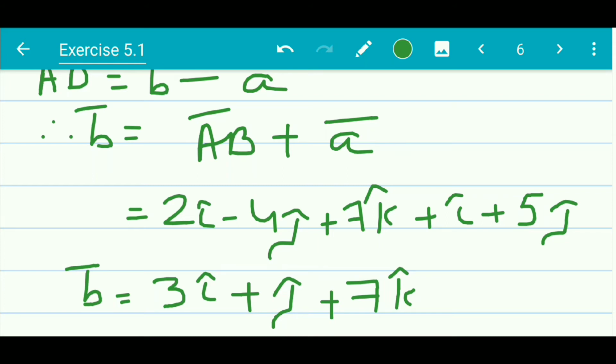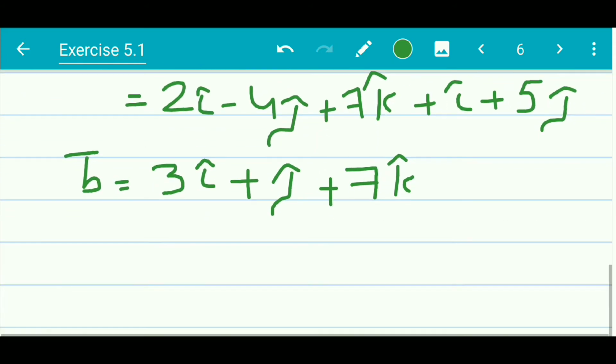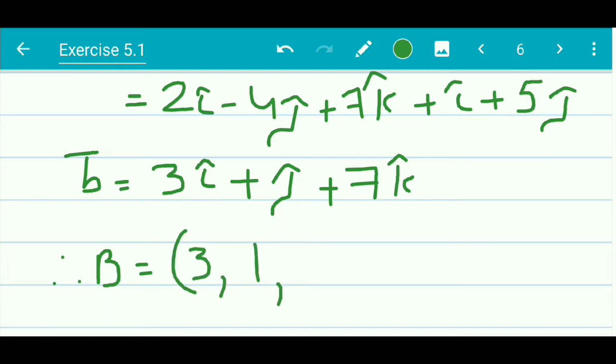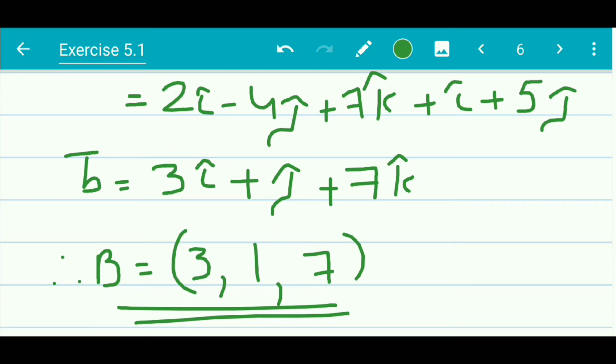From vector B bar, we can find the coordinates of B. So, therefore, the coordinates of B are the coefficients of I, J and K over here. The coefficient of the I term here is 3, the coefficient of J is 1 and that of K is 7. So, this becomes the answer that they want us to find. Okay, I hope you are understanding these sums.